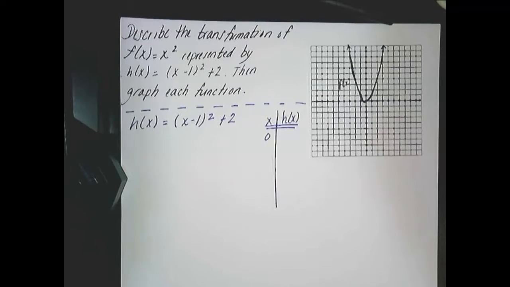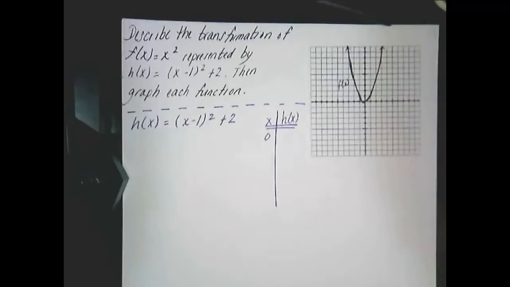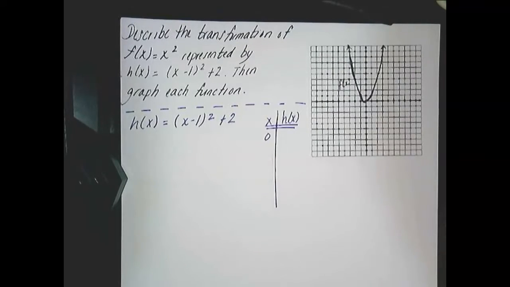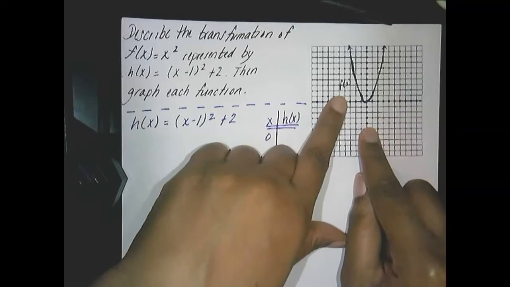This is the second example. This is like example 1A, I guess, or 1B. It says describe the transformation of f of x equals x squared represented by h of x equals x minus 1 squared plus 2. Then graph each function. I've already started this one, so I put the parent function there, which is f of x equals x squared.